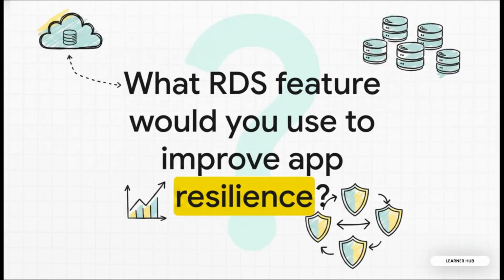Wow, we have covered a ton of ground today, from the absolute fundamentals all the way to advanced architecture and even interview prep. So to bring it all together and get you thinking, I want to leave you with one final question to consider for your own applications. Based on everything we just discussed, what is the one RDS feature you could go and implement right now that would have the biggest impact on your application's resilience?